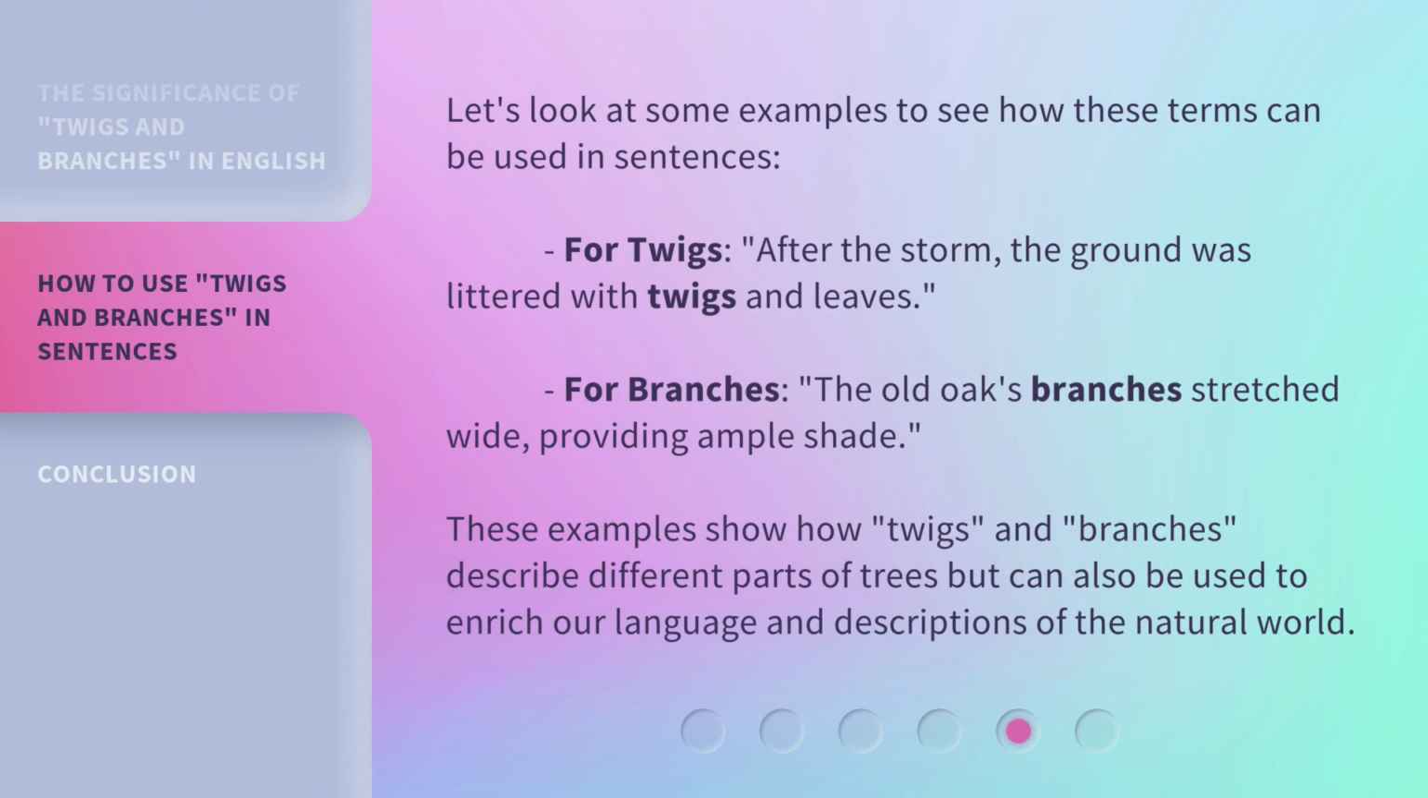Let's look at some examples to see how these terms can be used in sentences. For twigs, after the storm, the ground was littered with twigs and leaves. For branches, the old oak's branches stretched wide, providing ample shade. These examples show how twigs and branches describe different parts of trees but can also be used to enrich our language and descriptions of the natural world.